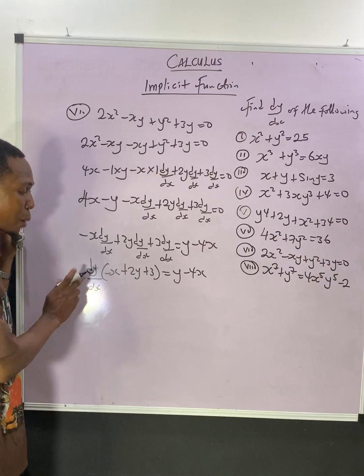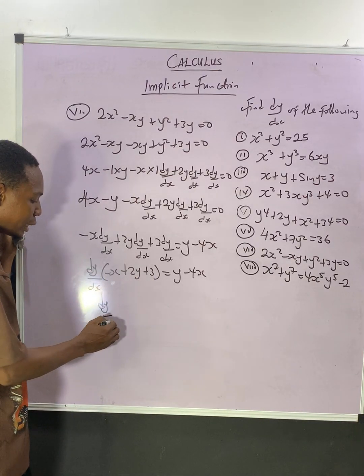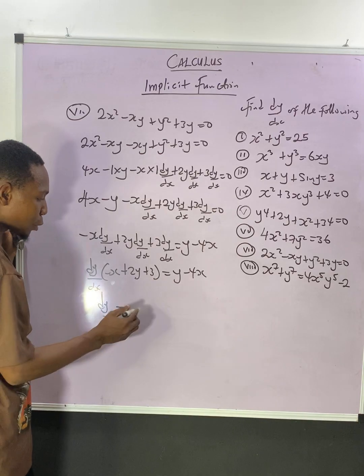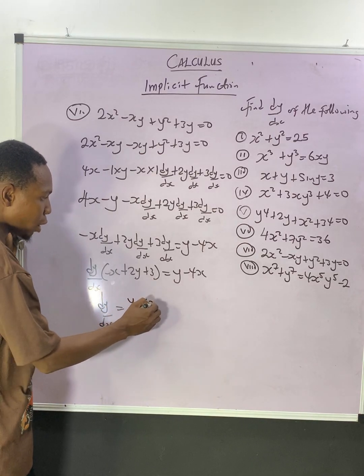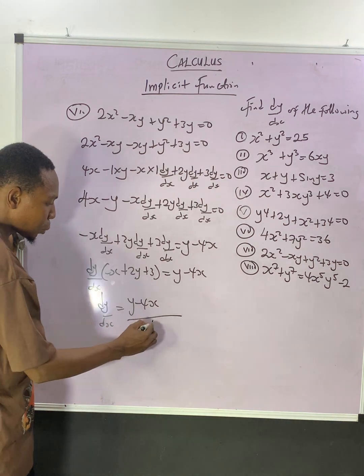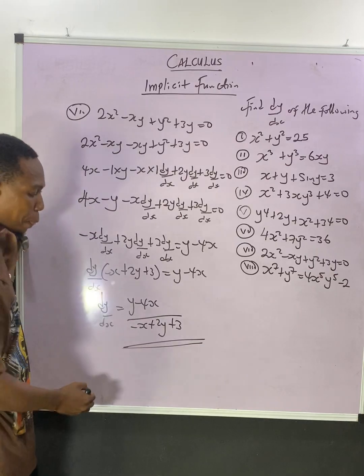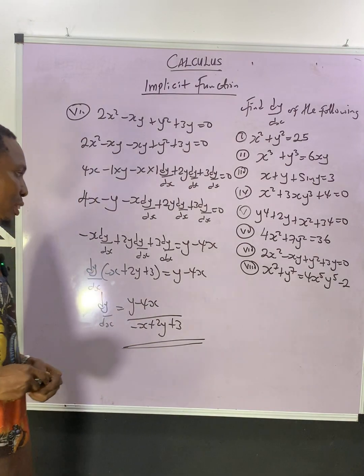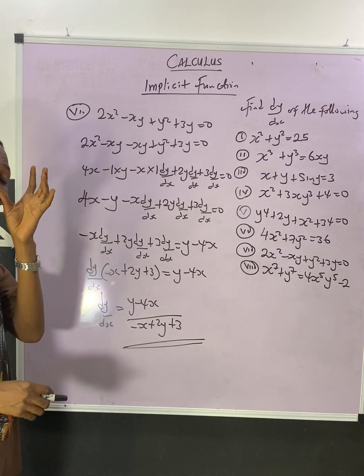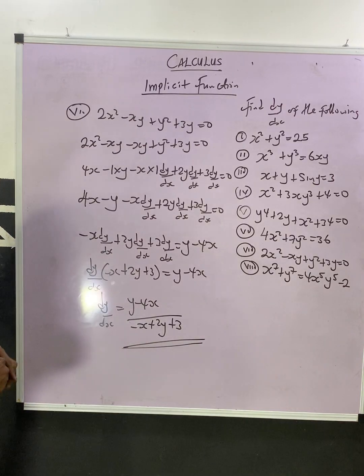Now from here, to get dy/dx, divide both sides by this. So our dy/dx is equal to y minus 4x all over minus x plus 2y plus 3. So that's the final answer. Let's move straight to the last question, question number 8 on implicit differentiation.